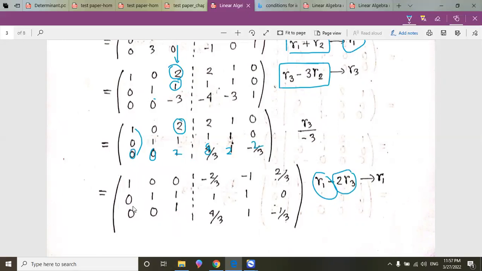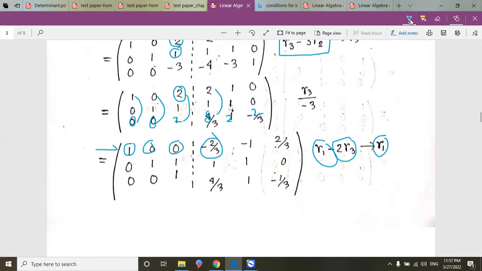1 minus 0, okay, so we put the value to the first row. 1 minus 0 is 1, and 0 minus 0 is 0. 2 minus 2 is 0. And 2 minus 8 by 3 will be minus 2 by 3. So this way you do the rest. And we are almost at the end, right?